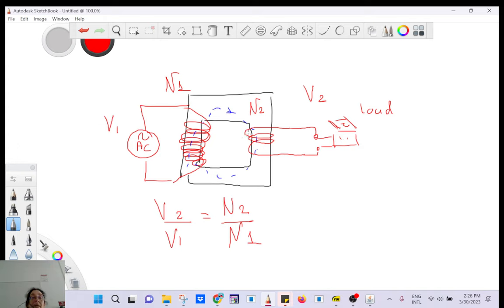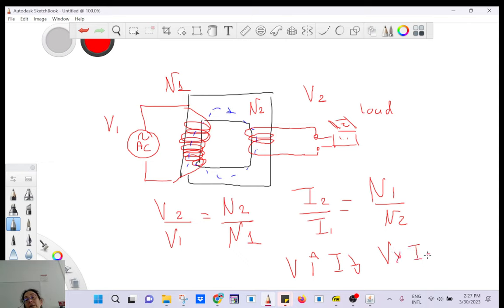The price to pay is that the current has to go down. So the current will work the other way. It means if the voltage goes up, the current has to go down, because voltage times current has to be a constant. Okay?